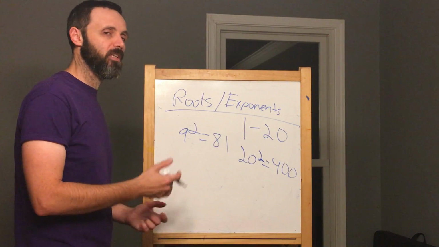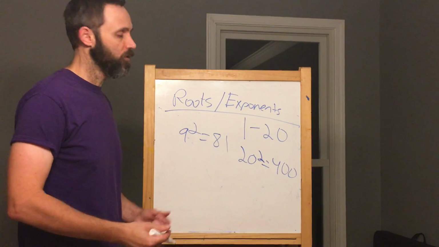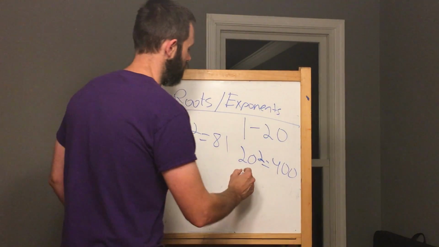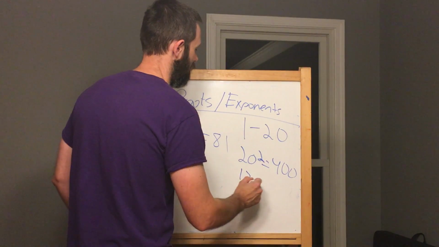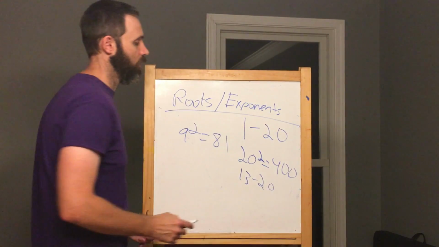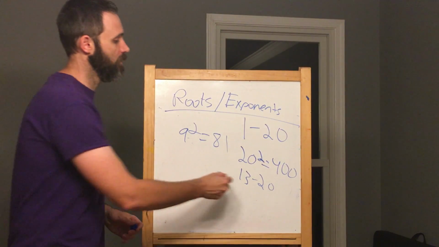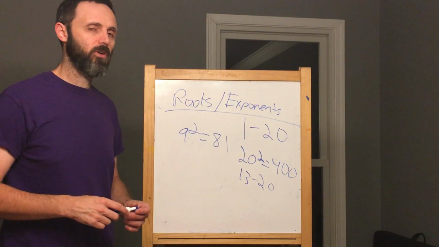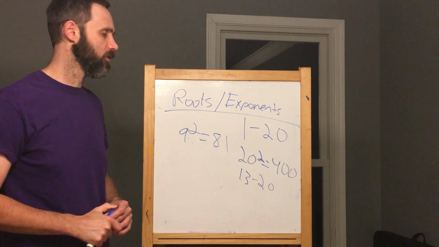Now, some of these you pretty much know, 1 through 12. So you just got to take some work, usually, and you've got to get up through 13 through 20. 20 squared, 400. So it's those middle numbers that you're going to have to work on. 13 squared, 14 squared, 15 squared, and so on.